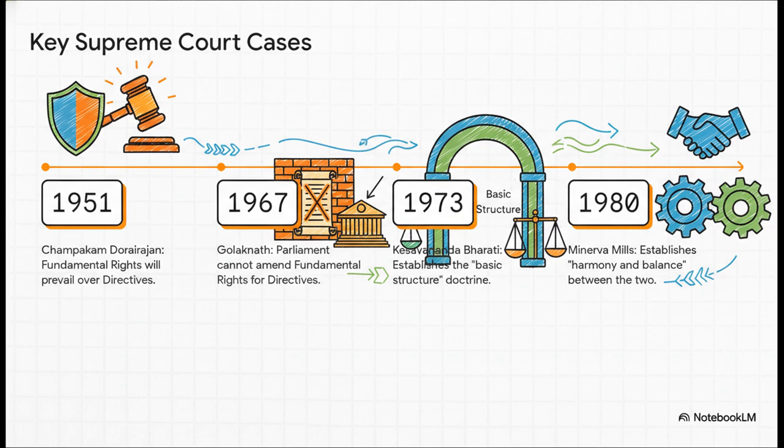It started way back in 1951, where the Supreme Court basically said, nope, fundamental rights always win. Then things got even more intense in 1967, in the Golaknath case, where the court said Parliament can't even amend fundamental rights to implement the directives. Well, Parliament pushed back. And that led to the legendary Kesavananda Bharati case in 1973, which sort of found a middle ground. It said Parliament can amend rights, but not if it messes with the basic structure of the Constitution. Finally, the whole thing came to a head in 1980, in the Minerva Mills case, where the court landed on this idea of harmony and balance.